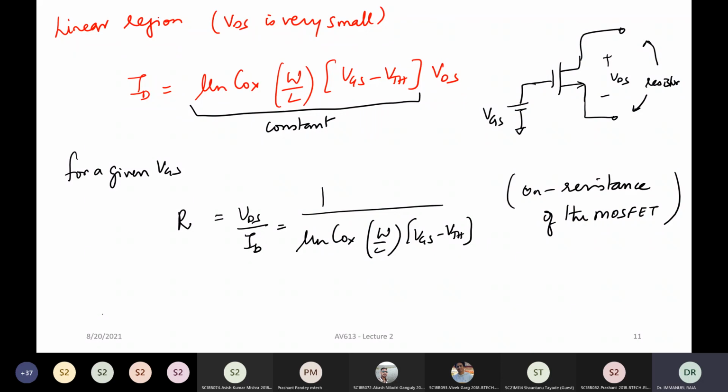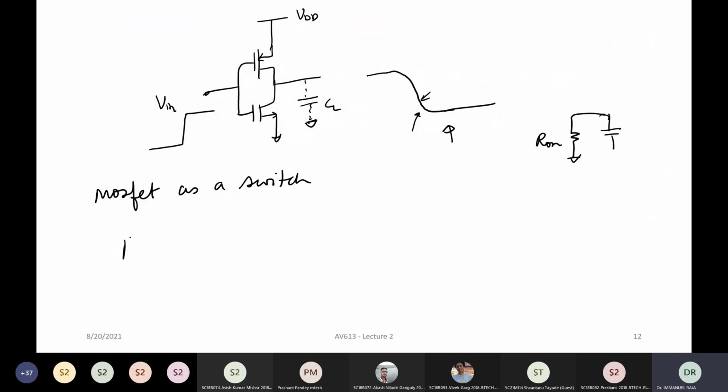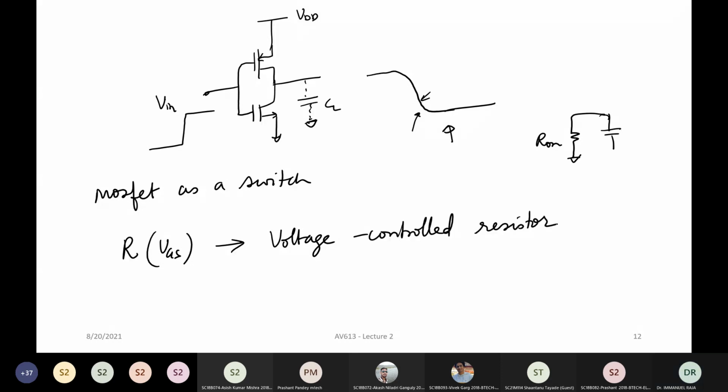Now here there is another interesting aspect. You can see that there is one variable here. Of course, we said that for a given VGS, this acts as a constant. But if you slightly change the value of VGS, what happens? The value of the resistance changes. In other words, this value is a function of VGS. So this acts as a voltage controlled resistor. That is a MOSFET which is acting in the deep triode region.